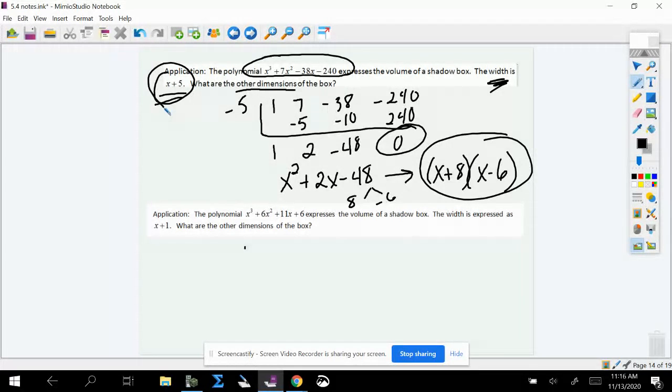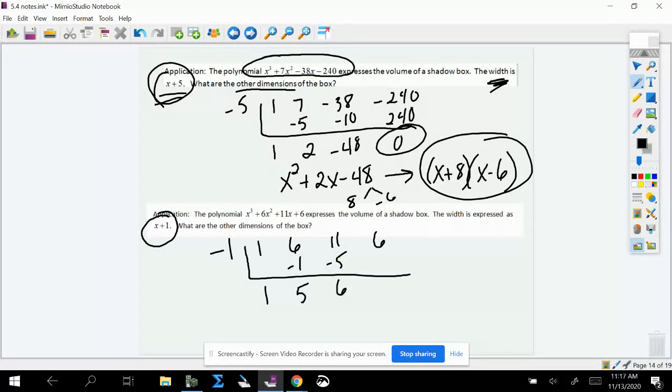The next one has the same type of question. It gives you a polynomial, so 1, 6, 11, and 6. It's representing the volume of a box. They're telling you that one of the dimensions, one of the factors, is x plus 1, which means when I put a negative 1 and do the synthetic division, I should get a 0 remainder. So I'm going to drop down the 1, multiply, add, multiply, add, multiply, add. And I got 0, which is exactly what I'm expecting.